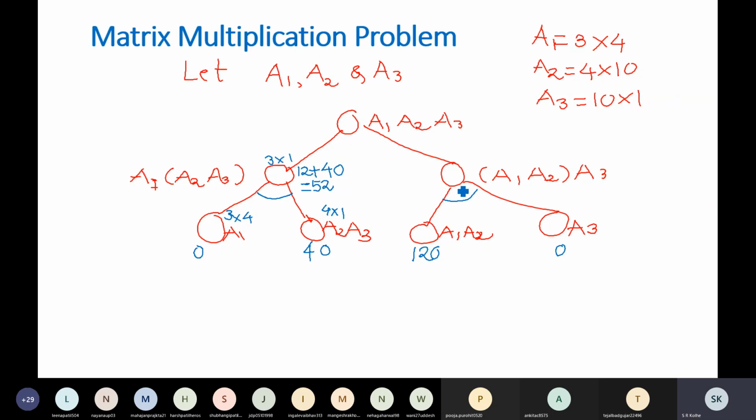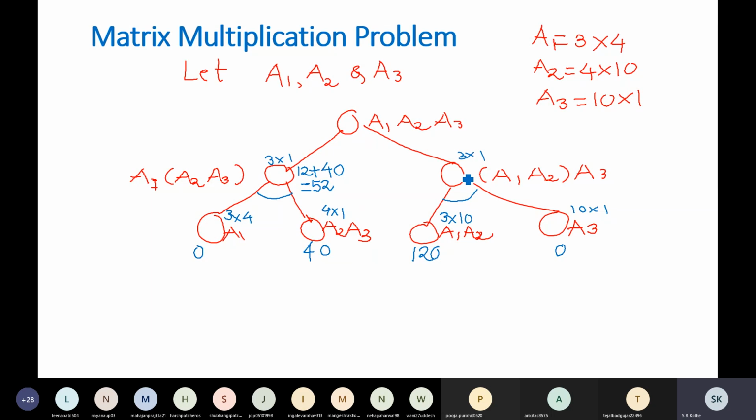What will be the cost associated with this node now? Or how many multiplications are required to perform A1, A2 with A3? What are the dimensions of A1 and A2 first? First complete this. This is 3 by 10. A3 is 10 by 1. So the dimension of this total result is 3 by 1. This is also 3 by 1.